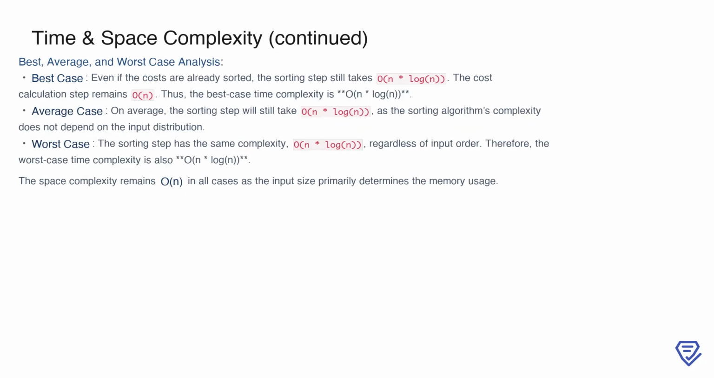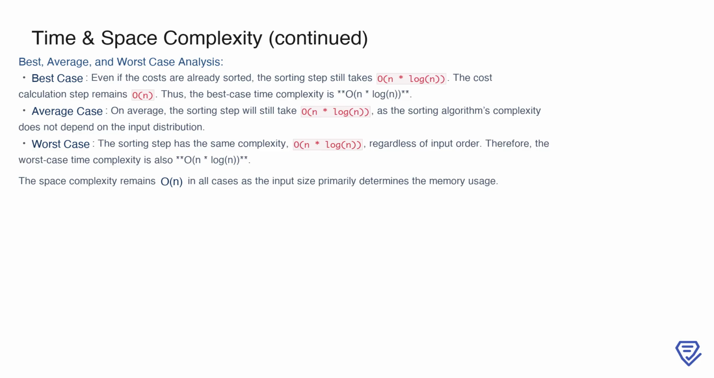Finally, let's consider the best, average, and worst-case scenarios for this algorithm. In the best case, even if the array is already sorted according to the required criteria, the sorting step still takes O(n log n) time, as the sorting algorithm must verify the order. The cost calculation step adds O(n), but the overall time complexity remains O(n log n).